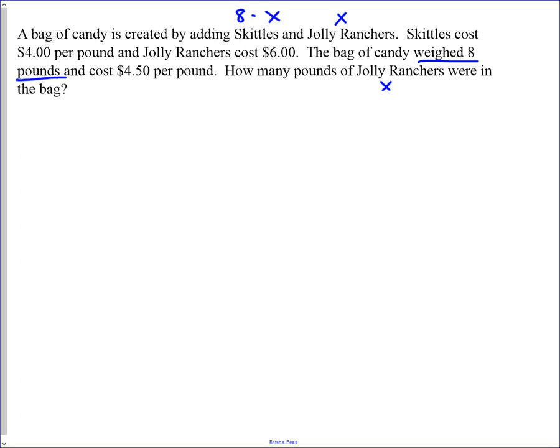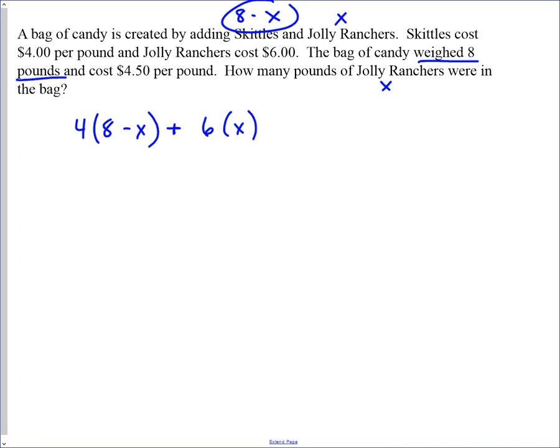You've got $4 per pound of Skittles. Well, how much Skittles do I have? I've got 8 minus X pounds. So the amount of money that is spent in this bag on Skittles is $4 times the number of pounds, which is 8 minus X. The amount of money spent in this bag on Jolly Ranchers is just going to be $6 times the number of pounds of Jolly Ranchers, which is going to be X.